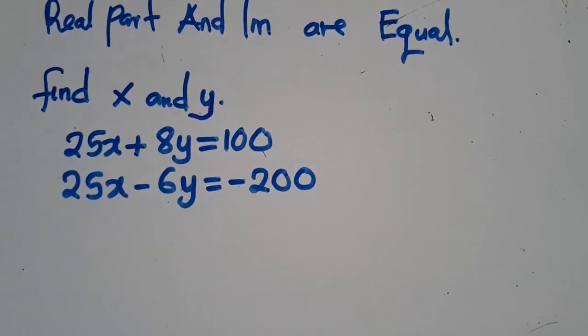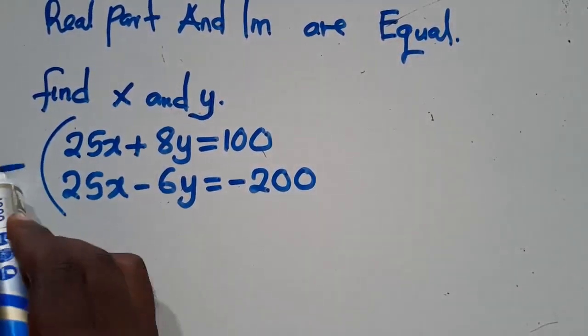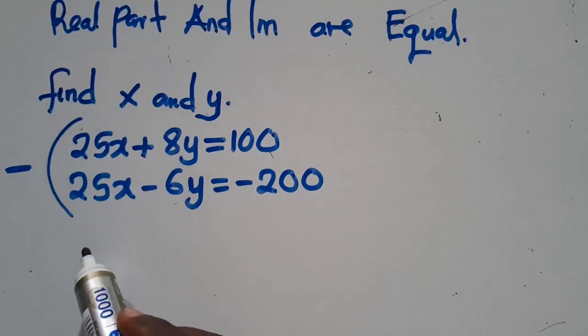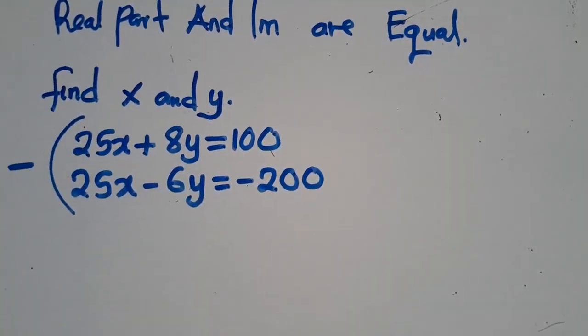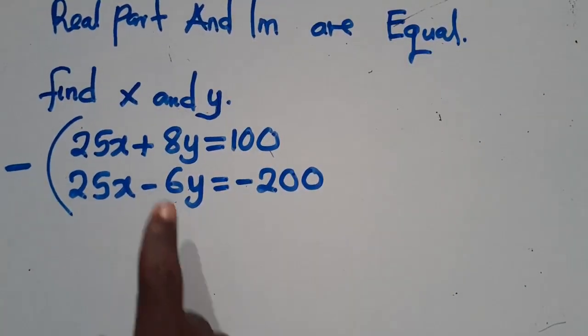I believe we know how to solve a simultaneous equation. These are the same, so the easiest way is to subtract, like this. We subtract, so this one will get a 0. But if we subtract here, what are we going to have? It is just the same as adding here.